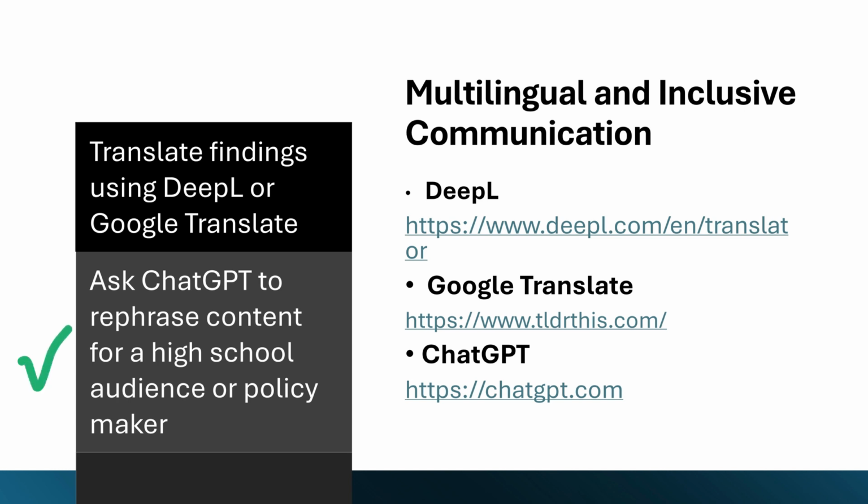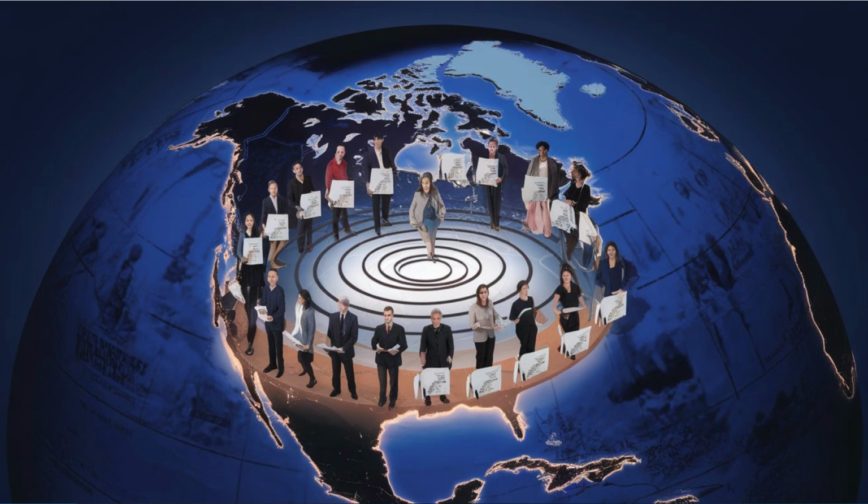You can also use ChatGPT to rewrite your content for different groups. For example, you might simplify a technical summary for high school students, adapt a report for policymakers, or create a plain language version for the general public. The goal is to make your research not just understandable, but truly accessible, no matter who's reading it. Because when more people can connect with your work, your impact grows.